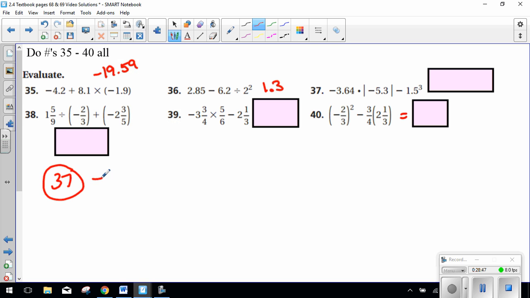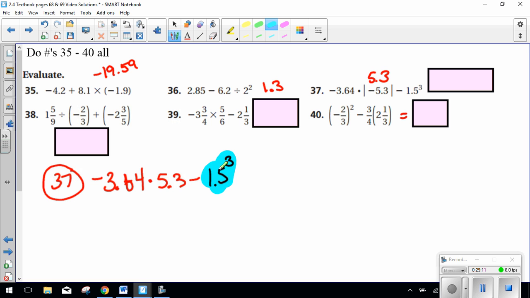So for 37, we have negative 3 64/100 times the absolute value of negative 5 3/10. So the absolute value is 5 3/10. So times 5 3/10 minus 1 5/10 to the third power. So following order of operations, I have to do exponents first.